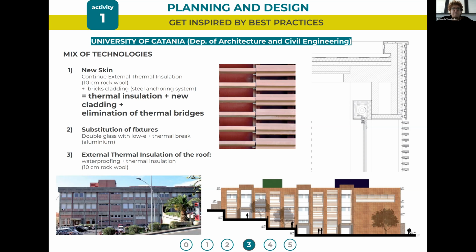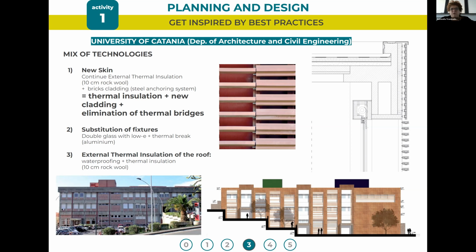In this way, it was possible to implement not only the performance of the building, but create a new aesthetical aspect of the building. So it is another aspect that for us, for the architects, is very important. So not only the reduction of energy consumption, but thanks to this kind of architectural solution, it's possible to reach both the energy performance and the implementation of the aesthetical quality of the building.